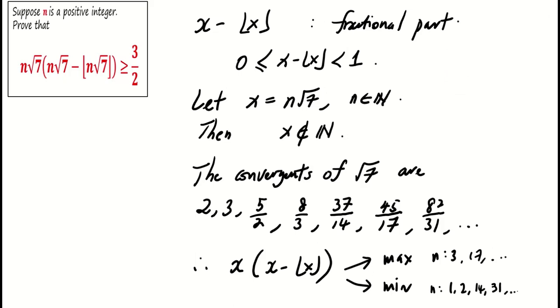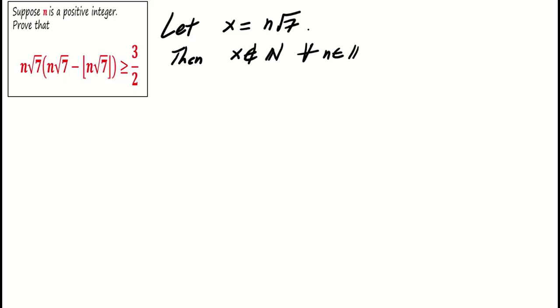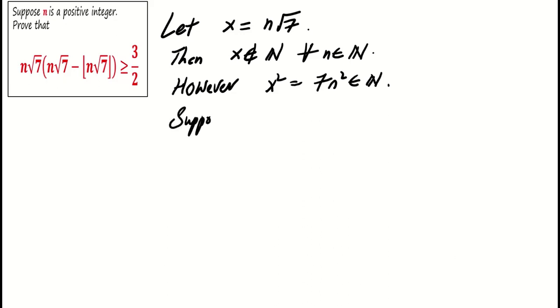After gaining some insight into the problem, let's proceed with a rigorous proof. Again, let x be n times square root 7. For all positive integers n, x is not a positive integer. However, x squared equals 7n squared is a positive integer. We'll use proof by contradiction to demonstrate the desired statement. Now assume x times (x minus the floor of x) is less than 3 over 2.